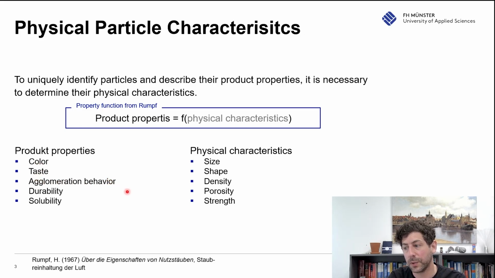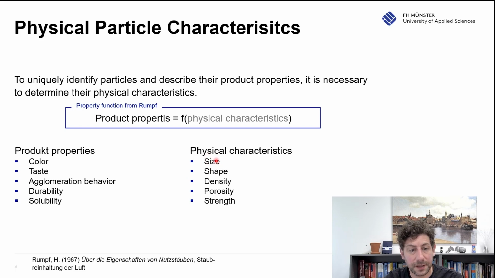You may be wondering, but if you think about coffee, about cacao. You put cacao as powder into milk, how does it dissolve, right? That agglomeration behavior is very important. And on the other hand, you have the physical characteristics of the particles, and these could be size, shape, density, and so on. The property function relates these physical characteristics to these product properties.